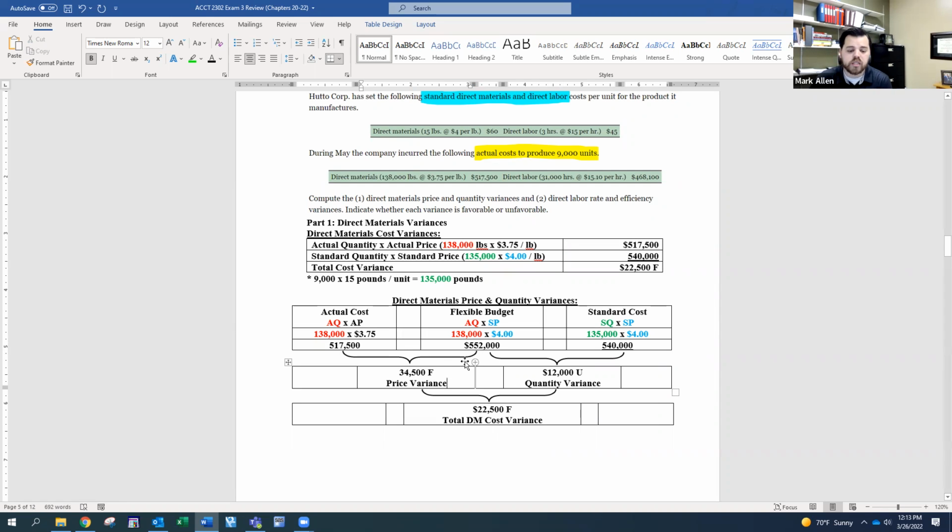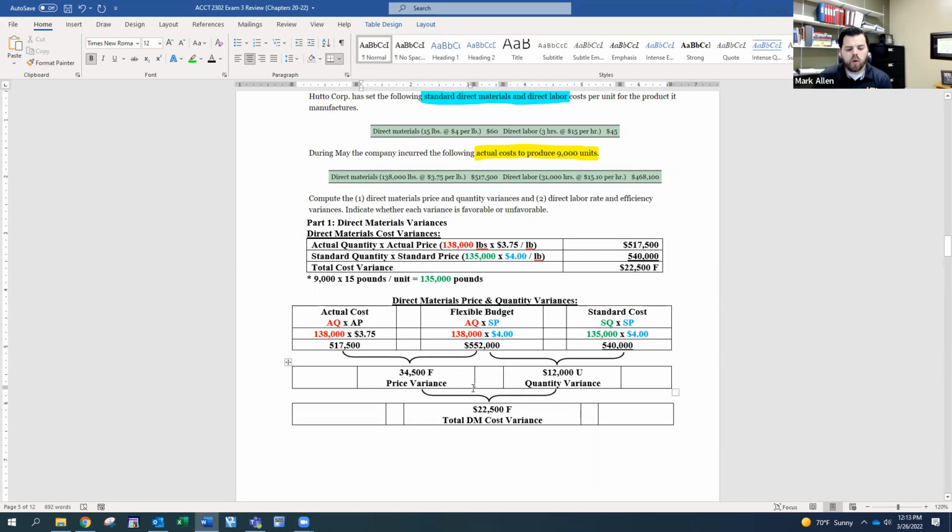Now, what we just saw here was that we could have known this was going to be favorable before we even did the math, because I see I actually paid $375 for something I planned to pay $4 for. This means I saved a little bit of money. I like saving money. That's favorable.